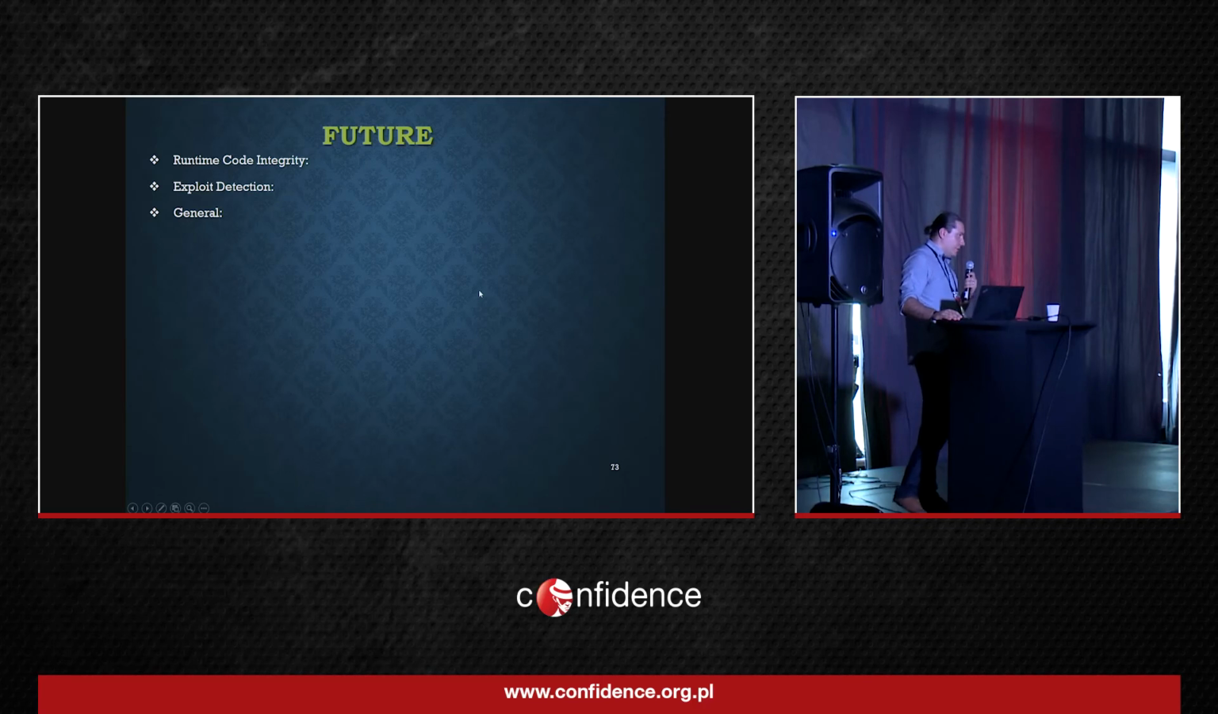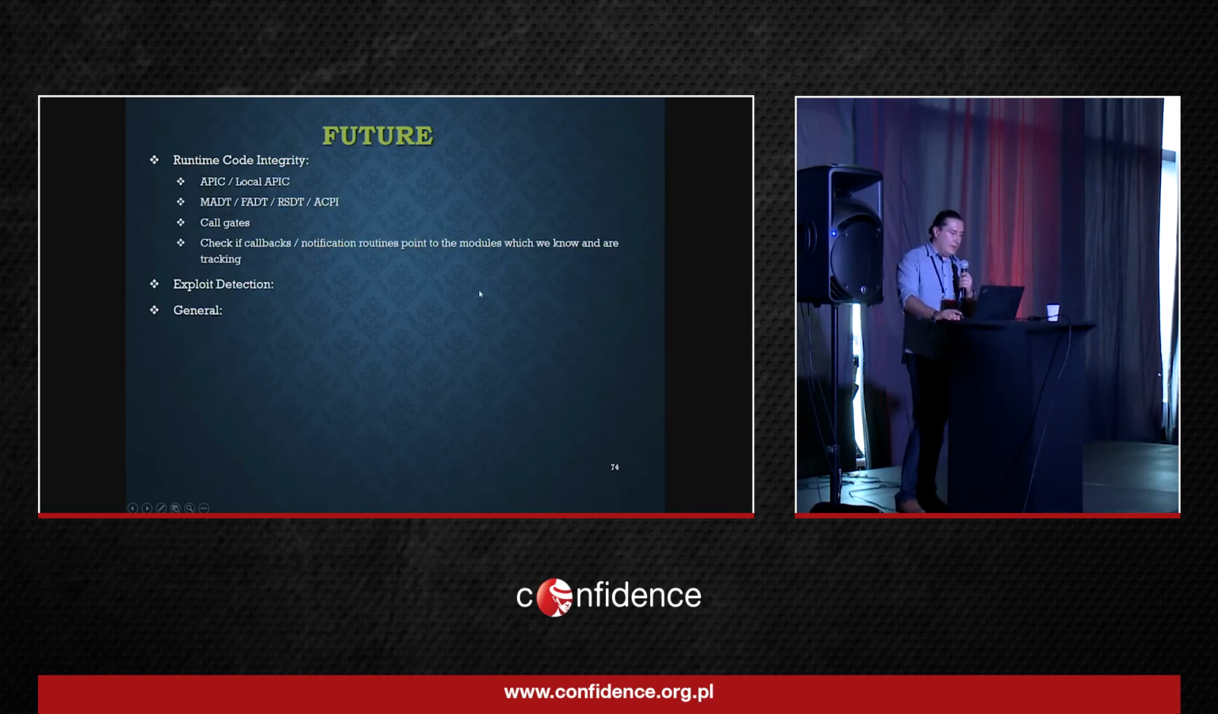And about the future of the project, for the runtime code integrity feature, I would like to cover more stuff, including APIC and local APIC. I would like to add the MADT table, FADT table, RSDT table, ACPI. I would like to also cover call gates, if of course possible in the system. And also I would like to check if the callbacks or notification routines which are registered in the system point to a module or to the core of the system which I know and keep tracking, not just to some random place in memory.